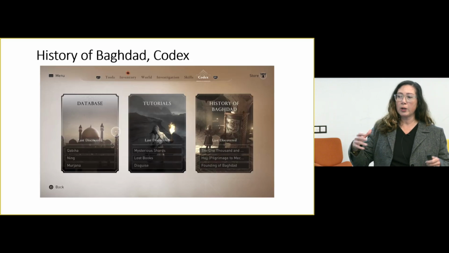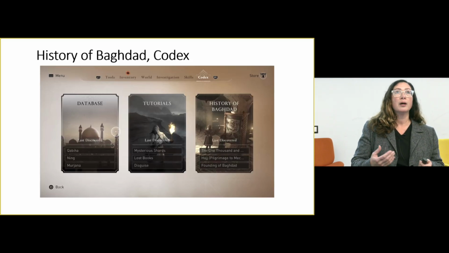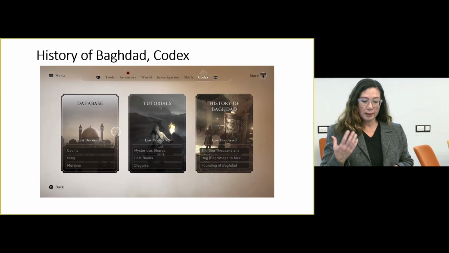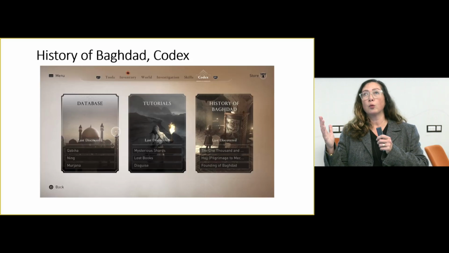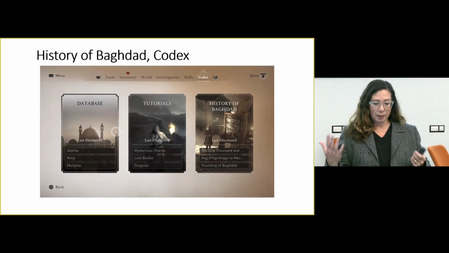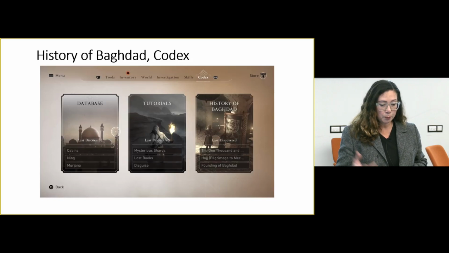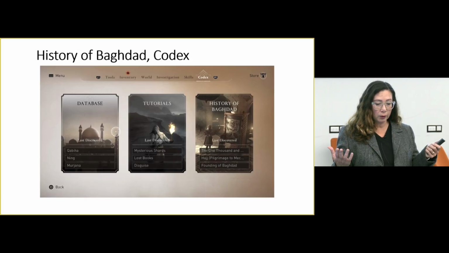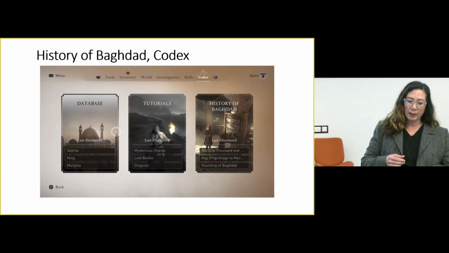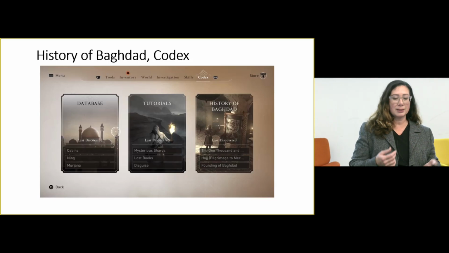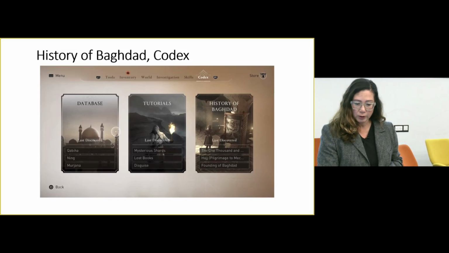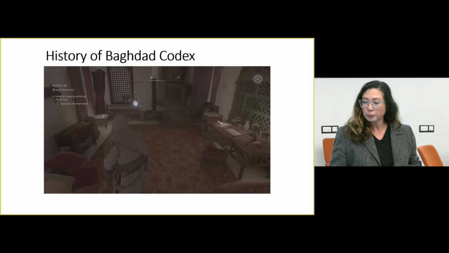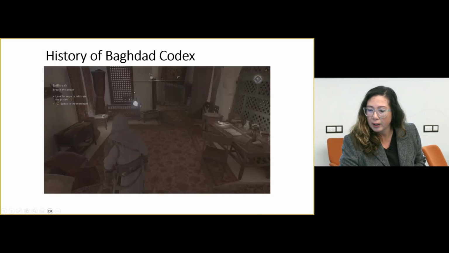So the Codex is where you actually find the accurate, hopefully as much as possible, the accurate content that was written, reviewed, revised by historians. It is part of the in-game codex that also includes, as you can see, tutorials on how to play the game, a database with game lore, but the History of Baghdad is where the actual historical content is. So I'll see if I can play this.